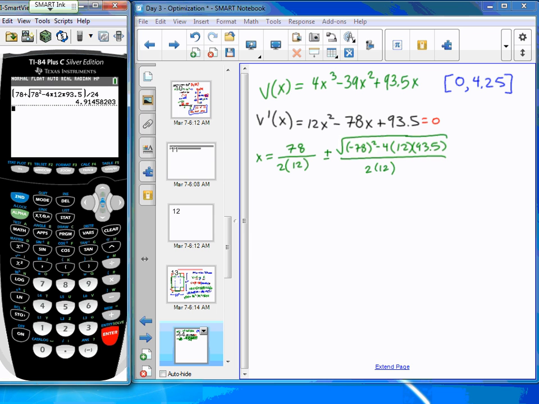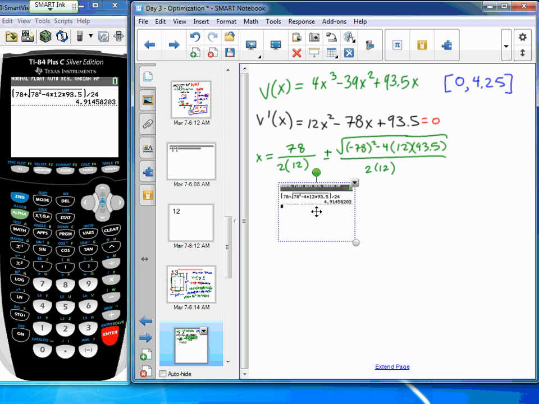So is that good or bad news? That's bad news, right? This x value doesn't help me out at all. How come? Michaela? It's above the domain that we created. Absolutely. I've used up all my paper at 4.25. 4.9 inches would be past my allowable square size. So I can't use this x value as a critical value. It doesn't help me at all.